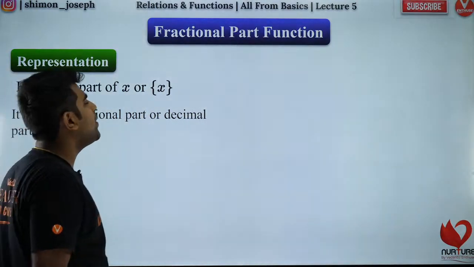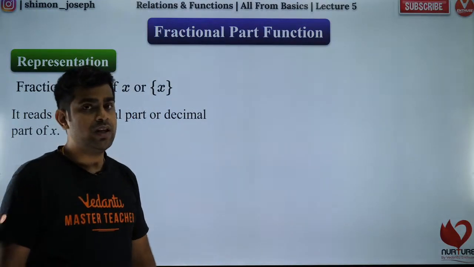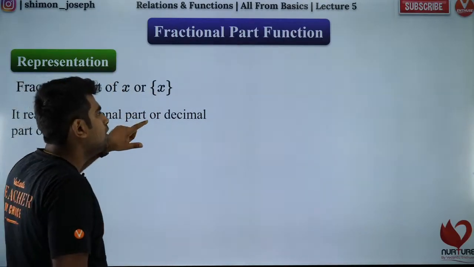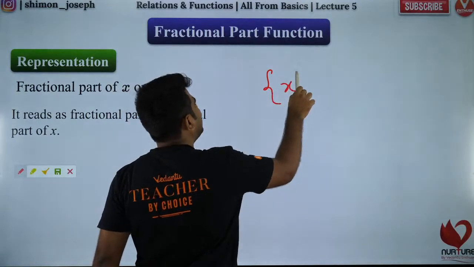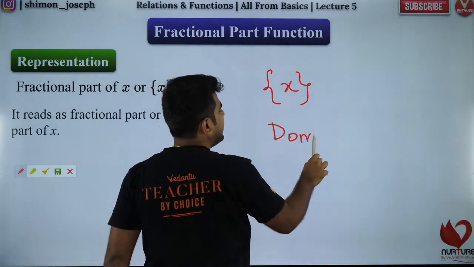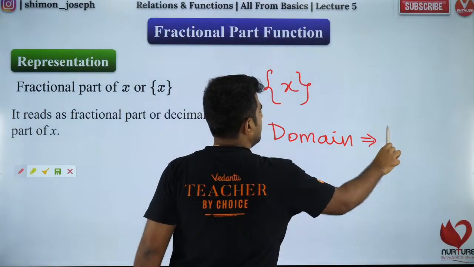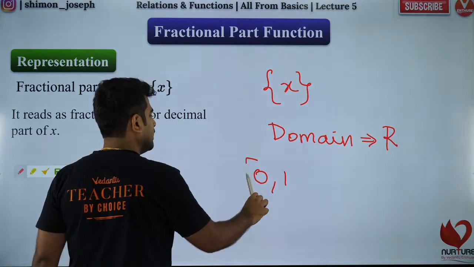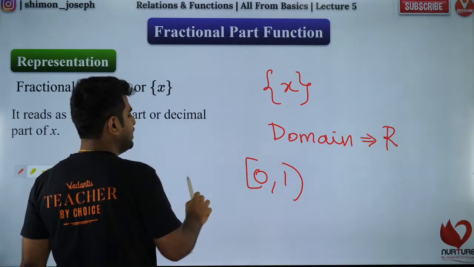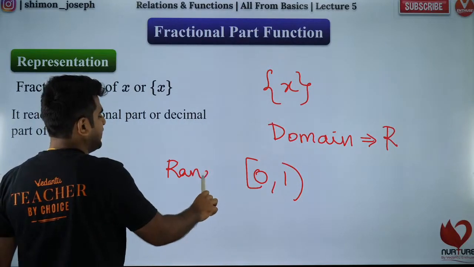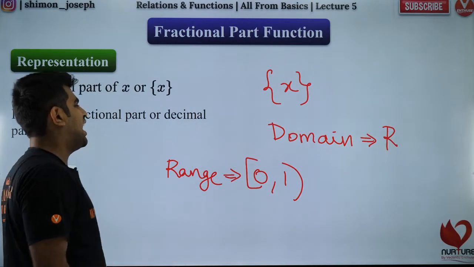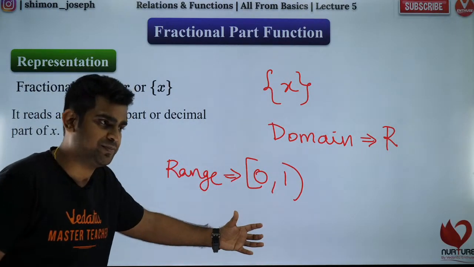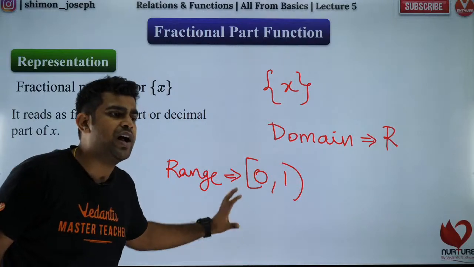So guys, fractional part of x is nothing but, again, a function which operates on the input. So what is the input? The input can be any real number. The domain can be any real number. And what is the output? The output is always between 0 to 1. So the range of fractional part of x is always between 0 to 1. And I will show you how it works. Please listen carefully. Slowly we will understand it. For now, these are the things which you have to understand.